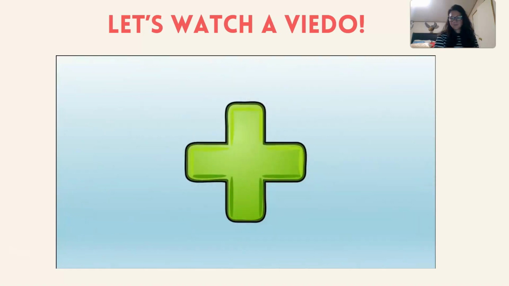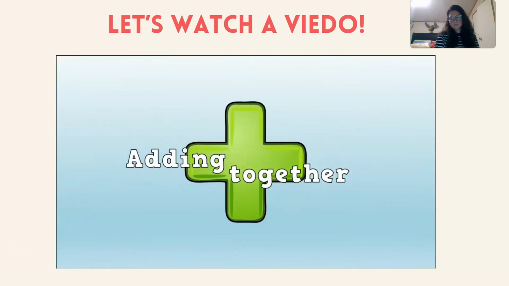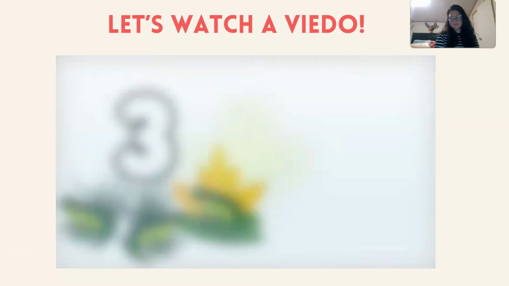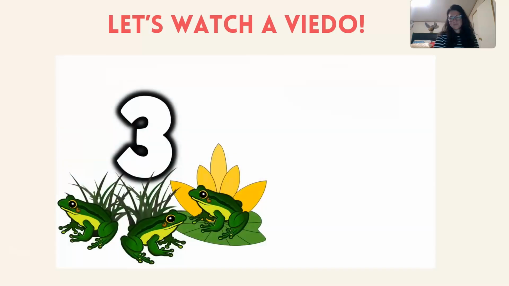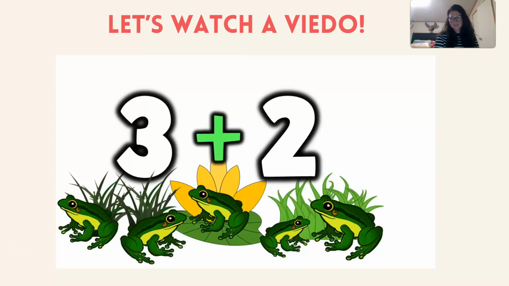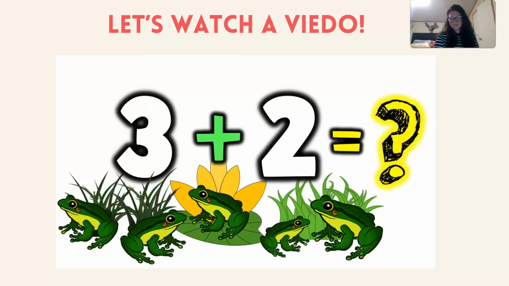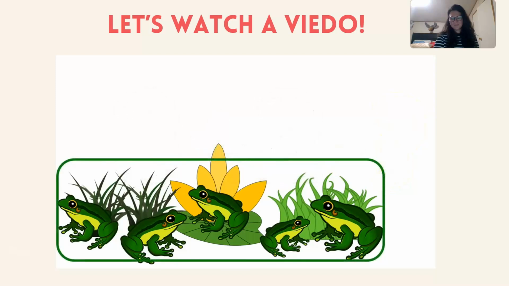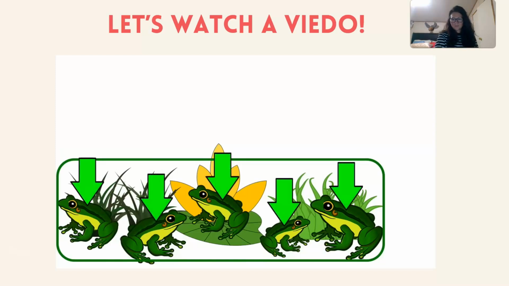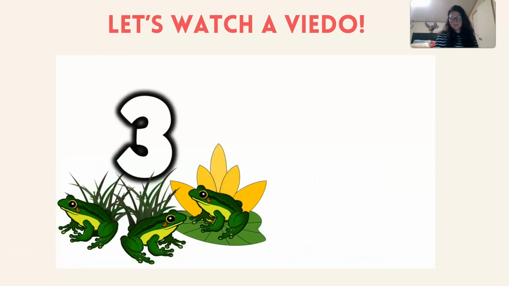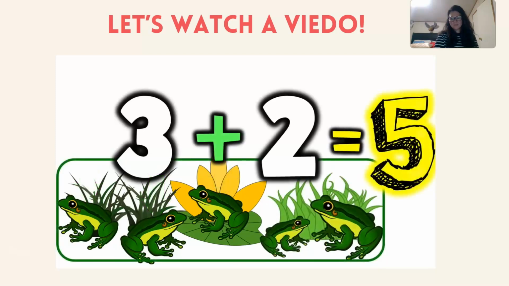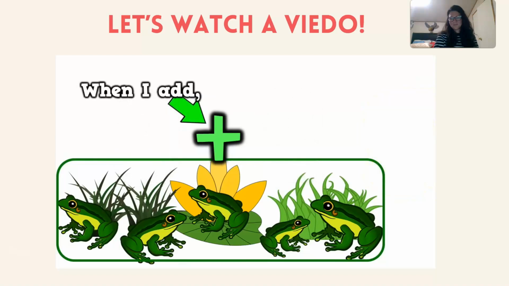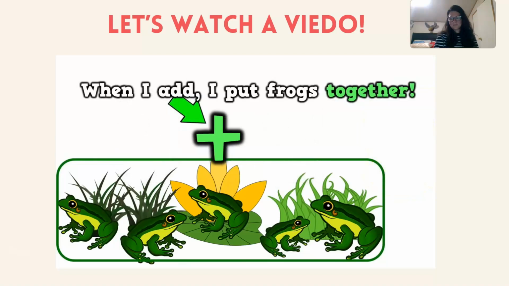We're going to say a story today about adding together. Once upon a time, there were 3 frogs. Then 2 more came to join them. How many frogs were there all together? Let's see. We could count all those frogs that came along. 1, 2, 3, 4, 5. Oh, so 3 plus 2 equals 5. When I add, I put frogs together.